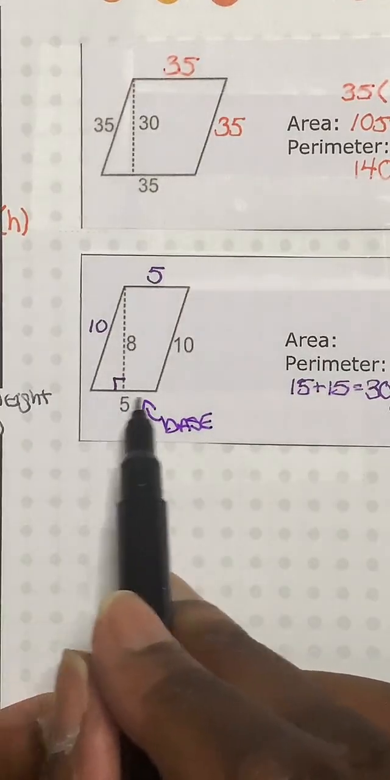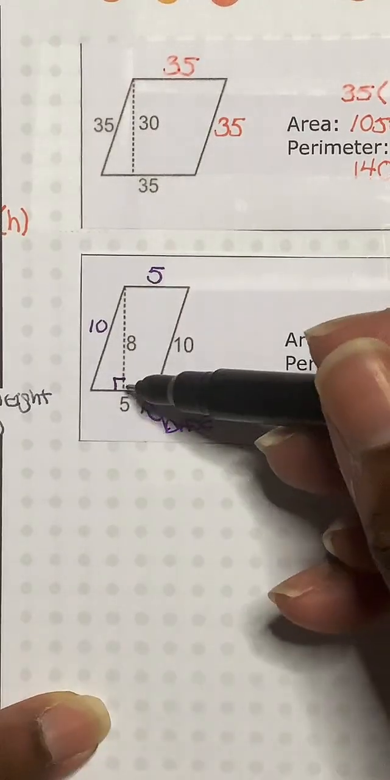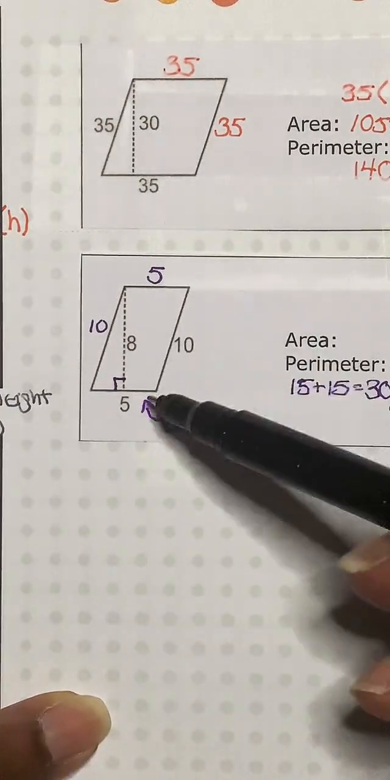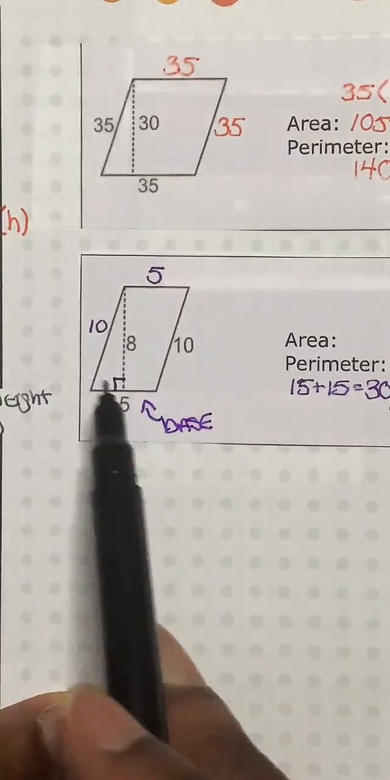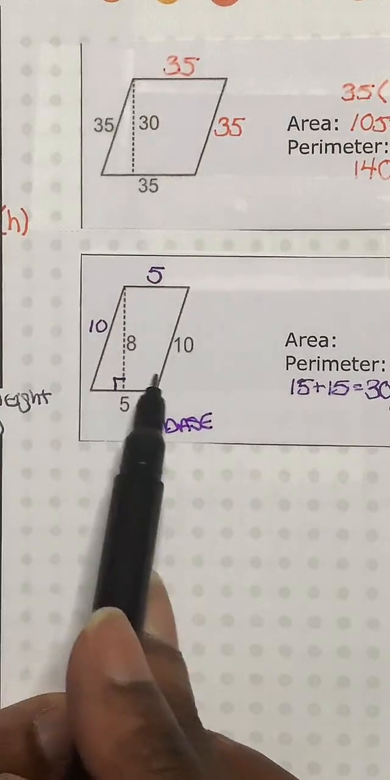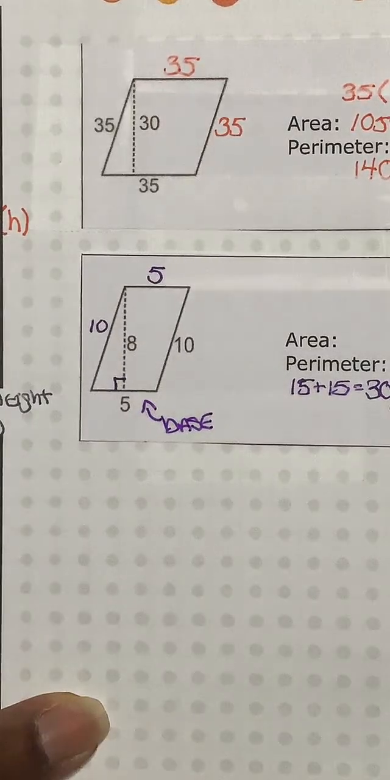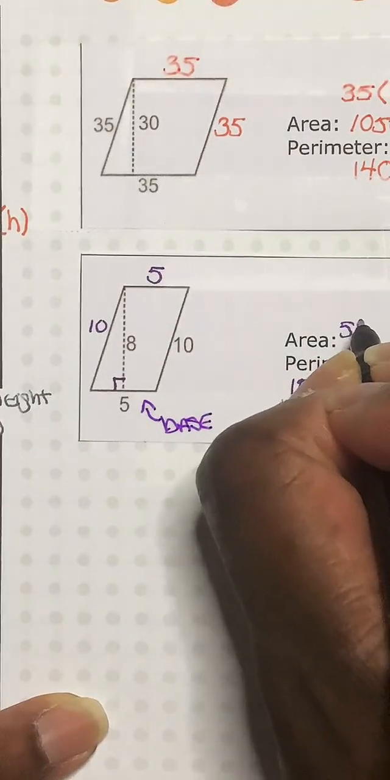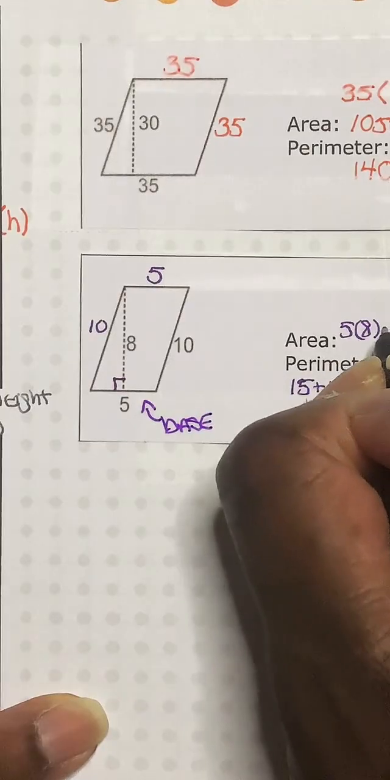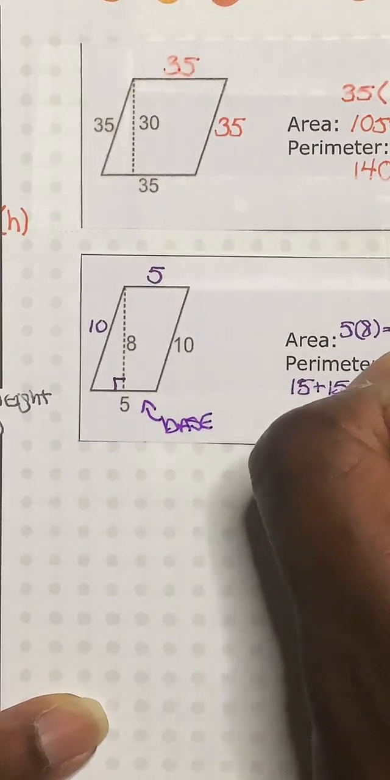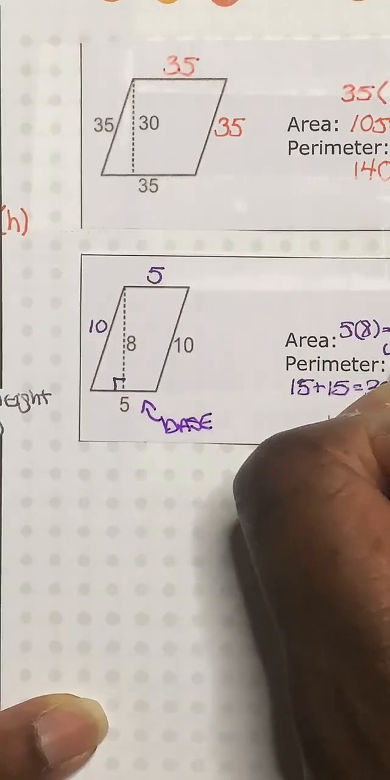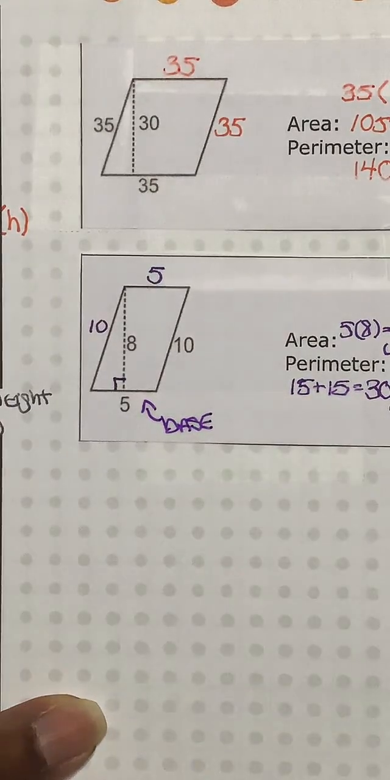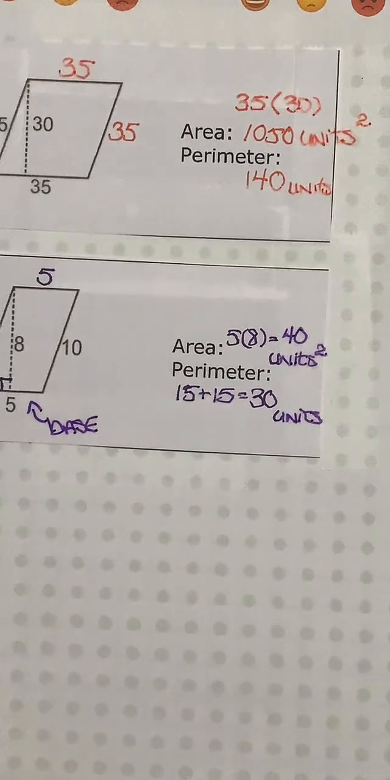So we have our base, which is 5, and our height, which is 8. Because 10 can't be our base, because that means 8 is not our height. The height would go this way, and that's not what's happening. So we actually have 5 times 8, which gives us 40. So 40 units squared, or squared units.